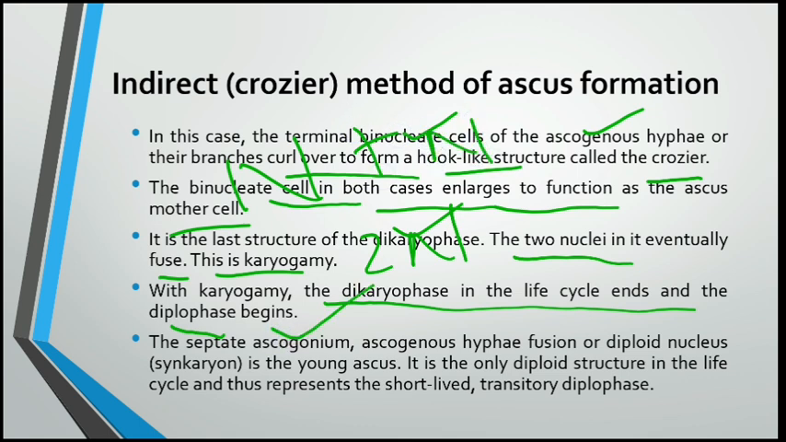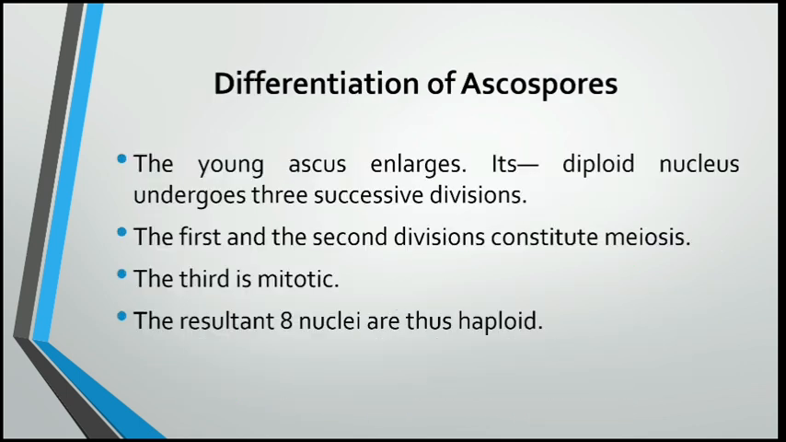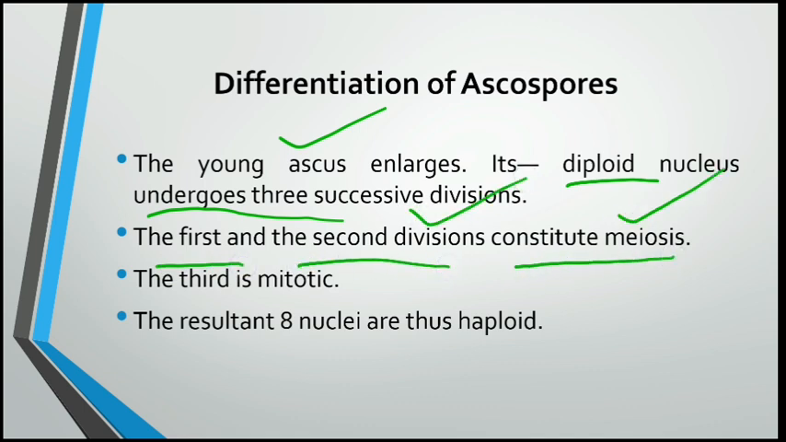The septate ascogonium, ascogenous hyphae fusion or diploid nucleus is the young ascus. It is the only diploid structure in the life cycle and represents the short-lived transitory diplophase. Next, differentiation of ascospore. Now the young ascus enlarges. Its diploid nucleus undergoes 3 successive divisions. The first and second divisions are meiosis. The third one is mitosis.